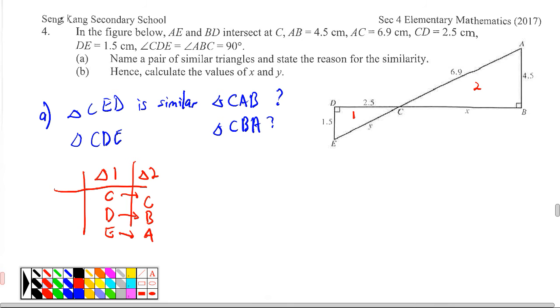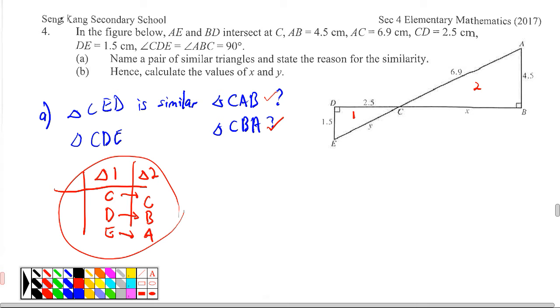So if you tell me CED, it will be CAB. So this is correct. Second one, CDE, CBA, is also correct. So I always use this to see whether it's correct naming or wrong naming. Just name only.